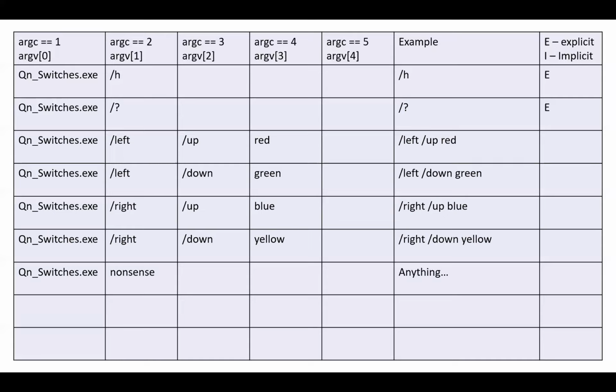And the idea here is that these 4 cases are all going to be explicit. In other words, they handle the left up and the color, left down and the color, right up and the color, and right down and the color. All of these are going to be explicit. And then this last one here where there's nonsense is going to be implicit, because essentially the user of your application didn't know what they were doing and just put something in.